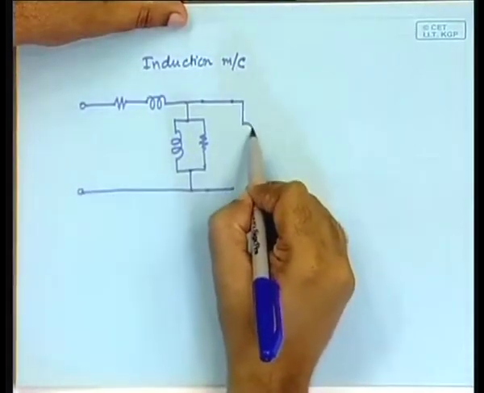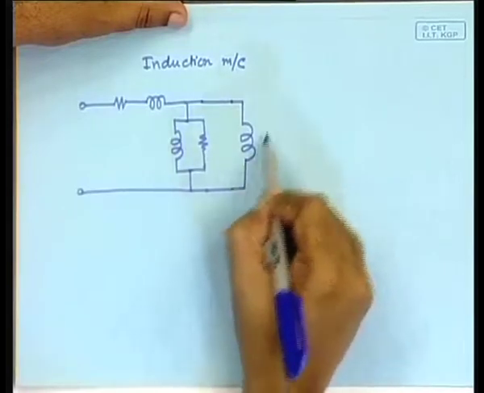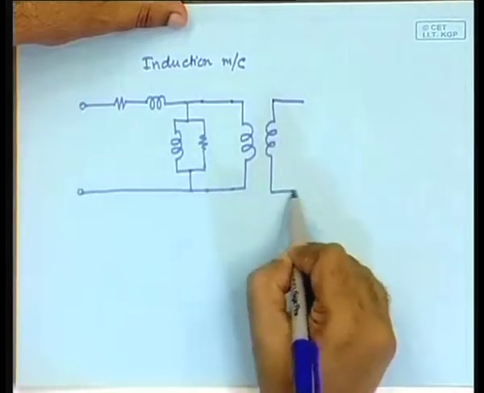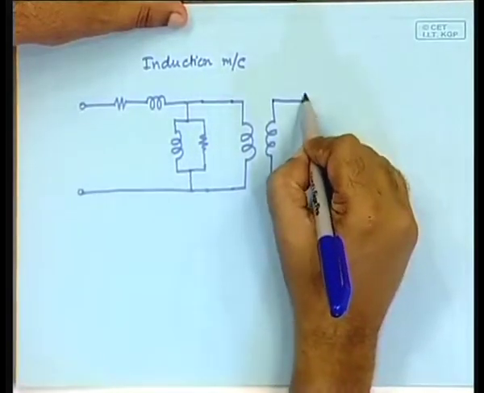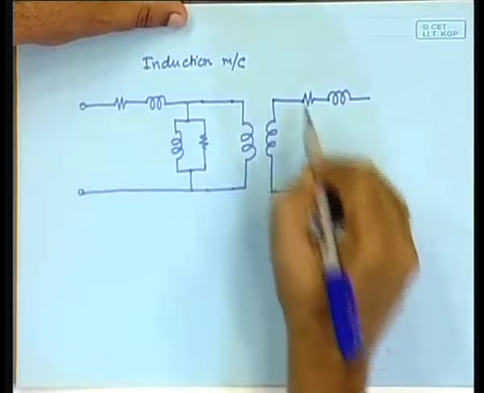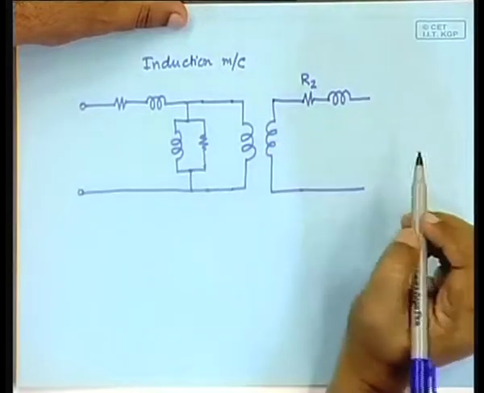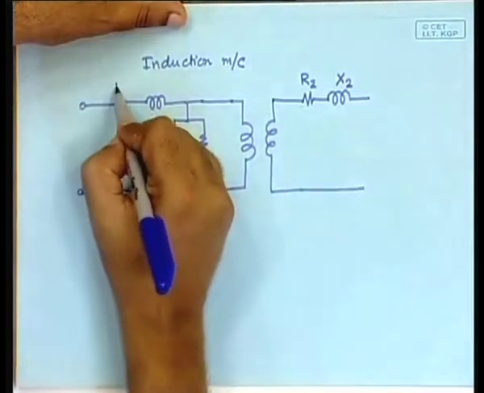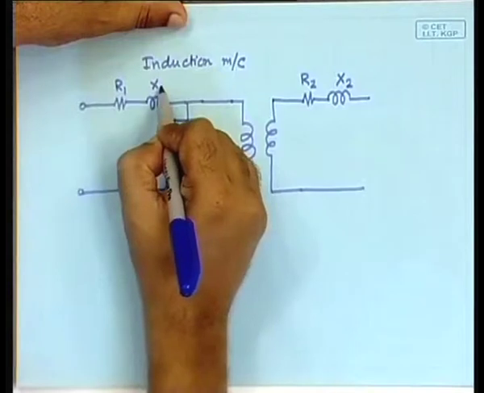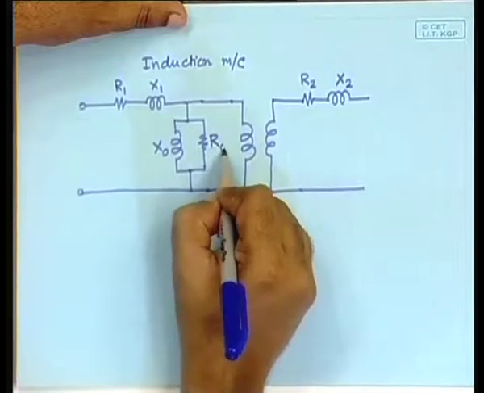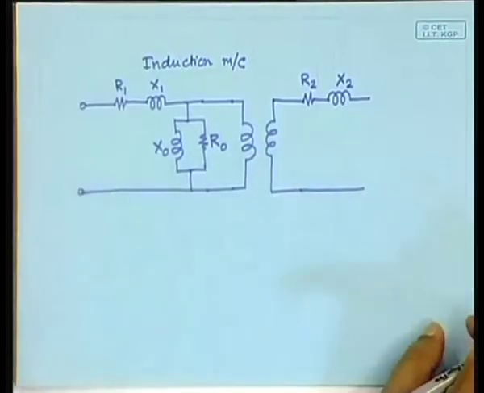So, there would be two things which we first represented as a transformer here, and in the secondary side of the transformer there would be a resistance and a reactance. This resistance representing the rotor resistance, the rotor reactance, stator resistance, the stator reactance, the magnetizing reactance, and the resistance due to the magnetizing branch.